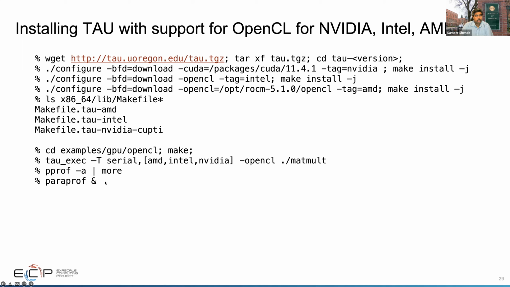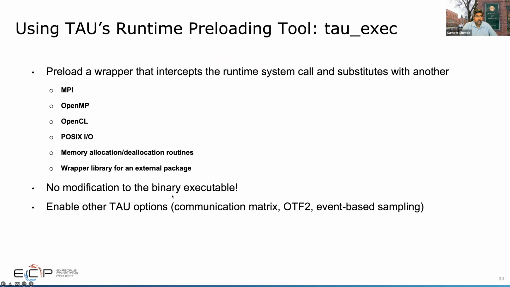And then you can launch the pprof tool, which is a text browser for performance data, and ParaProf, which is a GUI. So tau_exec is the tool that will intercept the runtime calls for OpenCL, and you don't need to modify the executable binary. That's right. There's no change to the source code. There's no change to the build system. There's no change to the binary. You just launch it with tau_exec, and it preloads the wrapper interposition library that intercepts the calls.